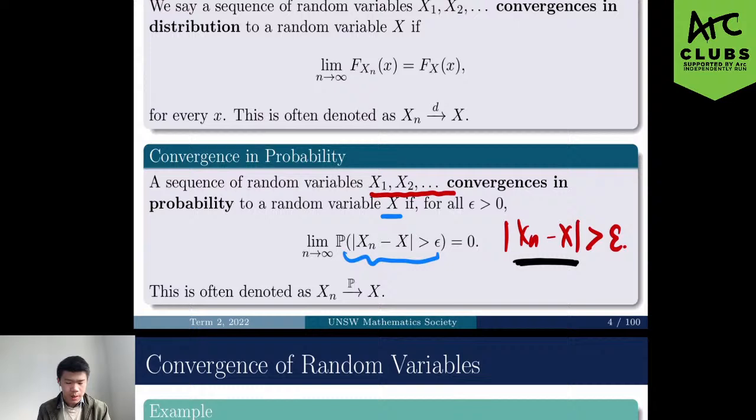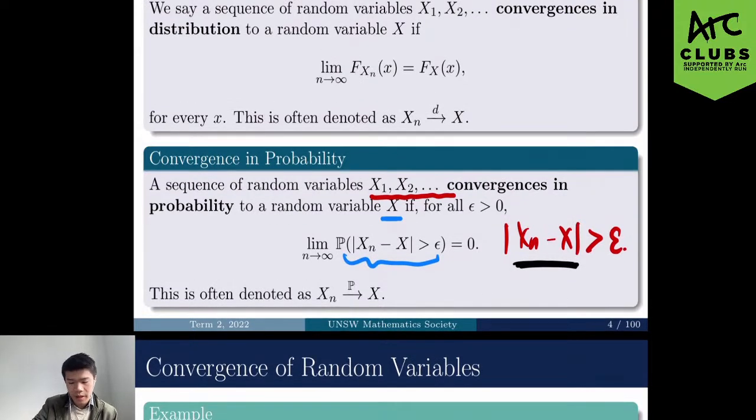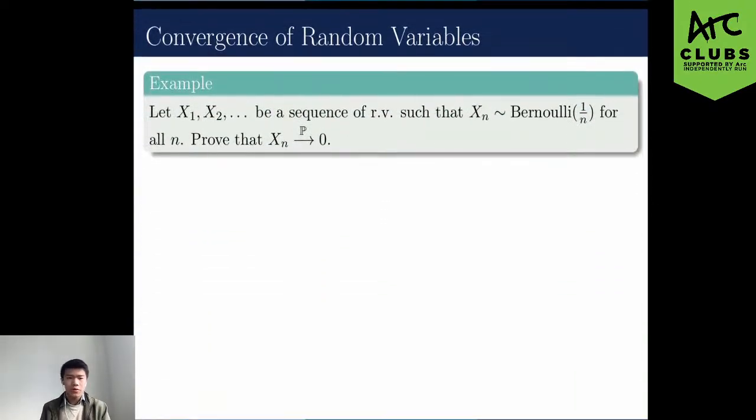How do we show this? We'll do an example in a second, but basically you want to find this quantity in terms of n and epsilon, and show that as n approaches infinity, that quantity approaches 0. Okay, let's do an example then.